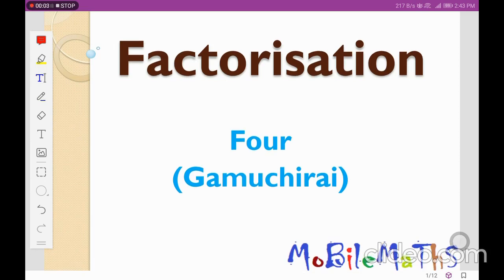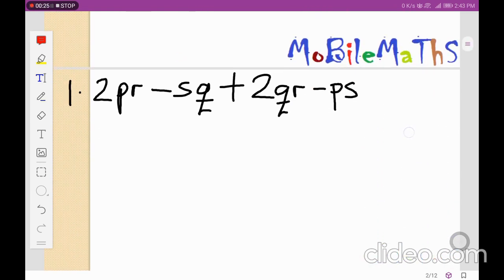With Gamchirai. Today I want us to look at factorization, whereby we are grouping terms together and then factorizing them. So here we are going to have a couple of questions that we are going to solve together, whereby some of the terms we might have to regroup them. Okay, so let's go through our questions.